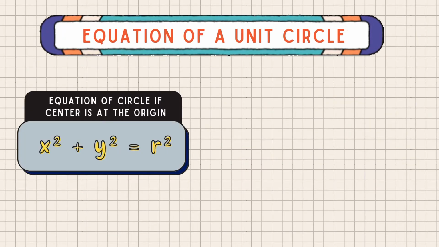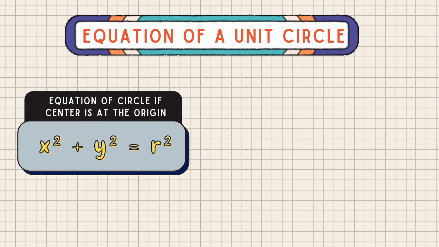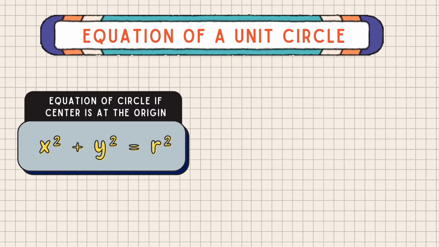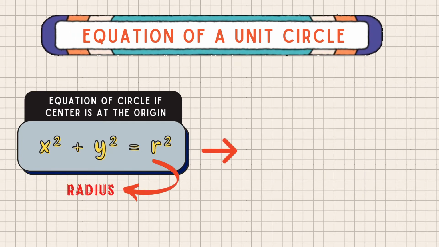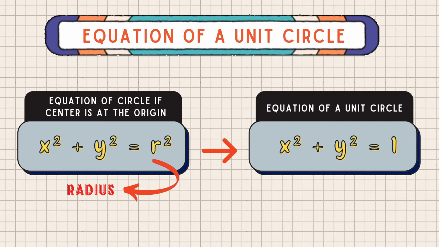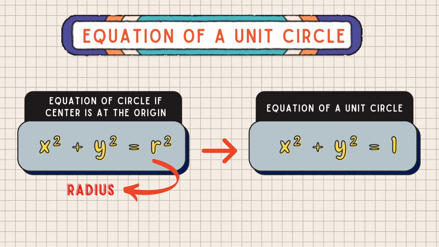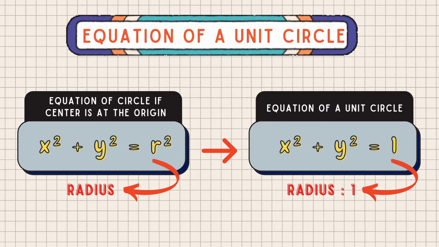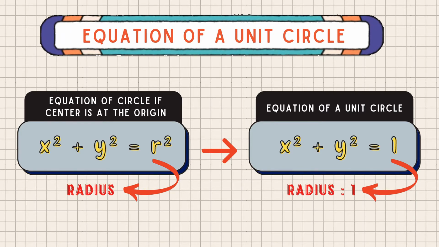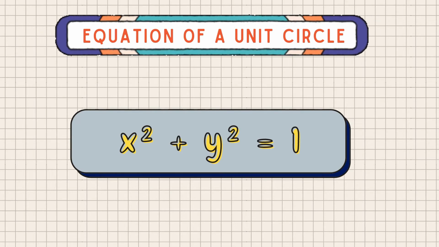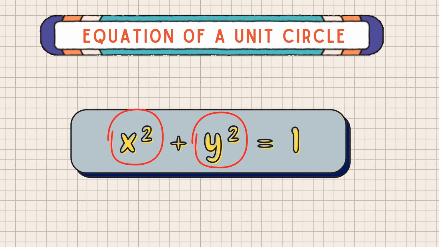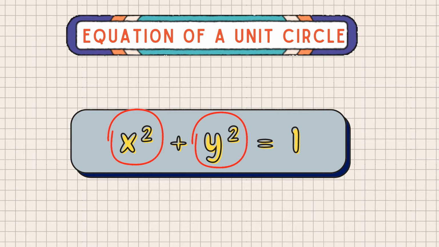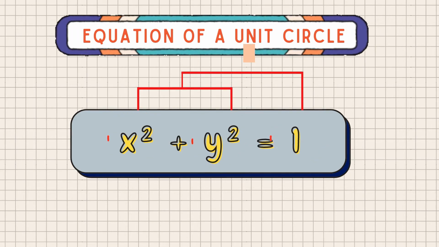Reviewing our lessons before, we know that any circle with its center at the origin has the equation of x squared plus y squared is equal to r squared, where r is the radius of the circle. In the case of a unit circle, the equation is x squared plus y squared is equal to 1 because the radius of a unit circle is 1. This equation shows that the points lying on the unit circle have to have coordinates that, when you square each of them and then add those values together, they must equal 1.